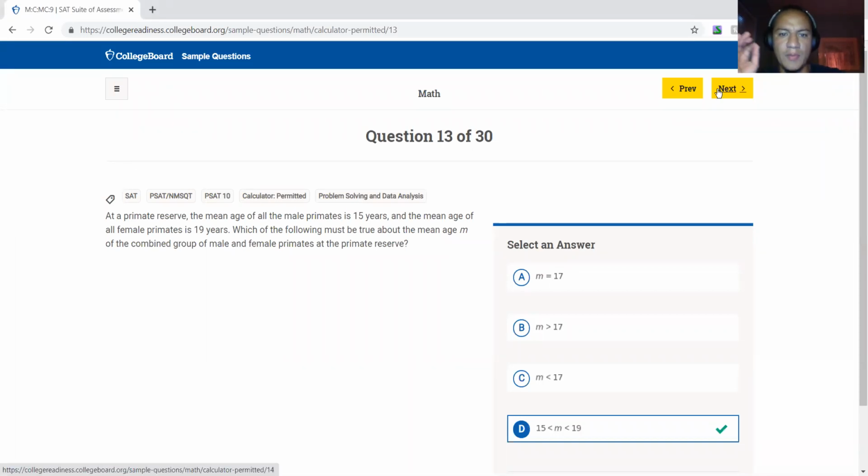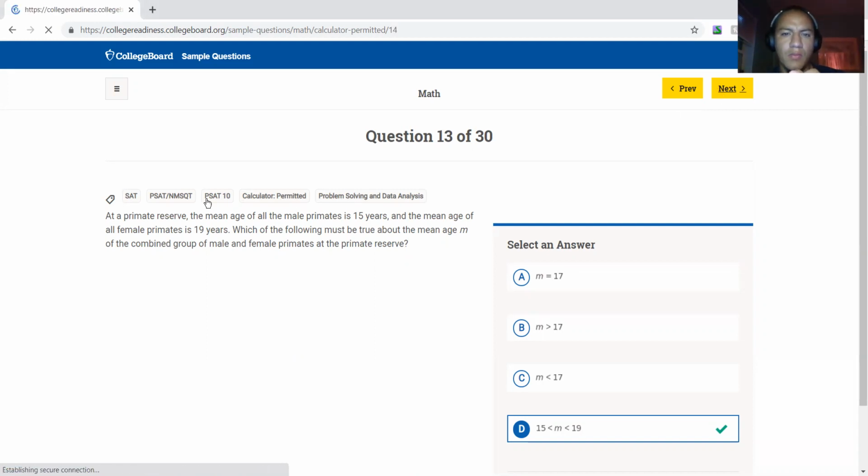That's the detail that you have to remember about averages. It's the total value of the items divided by the total number of items. The total value, in this case, will be the total amount of years divided by the total amount of primates. And then you get the answer.